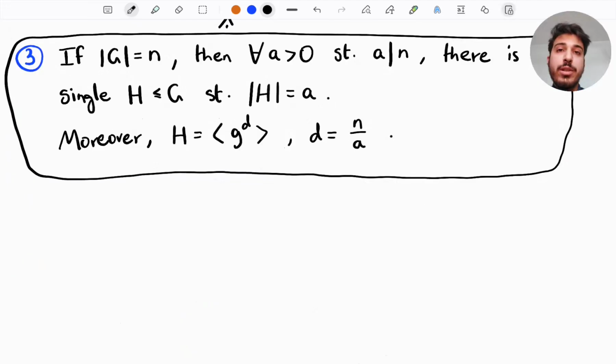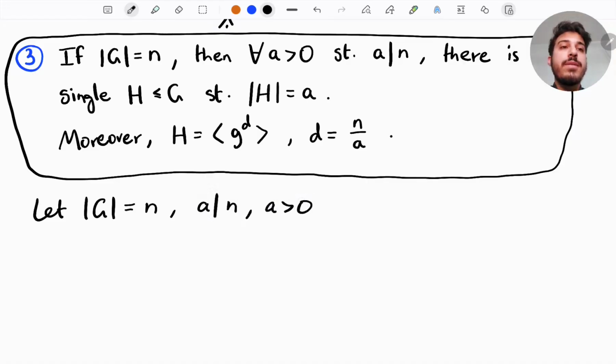To prove the last part of the theorem, we will use proposition 3, which we have seen in lesson 10. So here we will suppose G is a finite cyclic group of order n, and A divides n, where A is positive. So A is some positive integer that divides n, and D is equal to n over A.